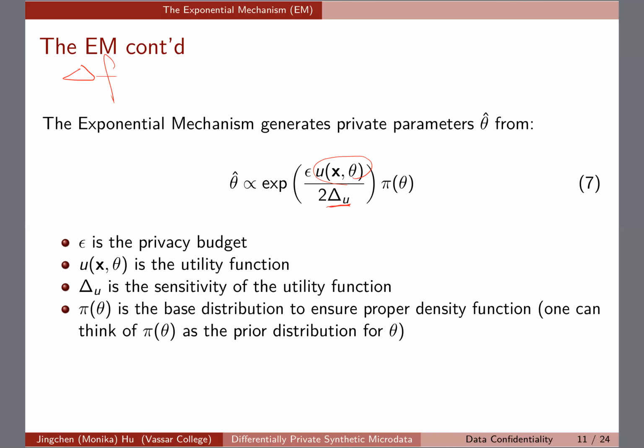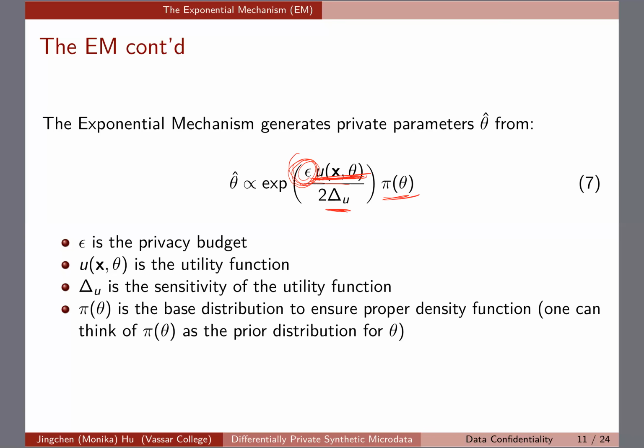So if you look at equation 7, just look at the exponential mechanism itself. What this is doing, as you can see, is that we are utilizing a utility function, which is to be defined and constructed. But if we have that, if we also know our epsilon, the privacy budget, and we also know the sensitivity associated with the utility function, and if we have a prior about theta, we're able to generate draws from this equation 7. So that's the gist of what the EM is doing.